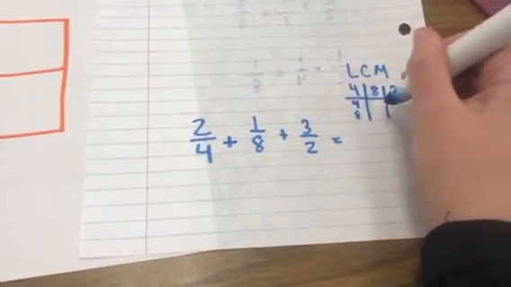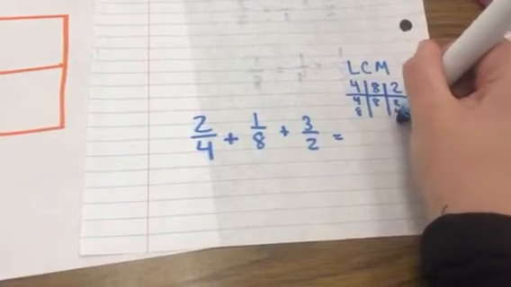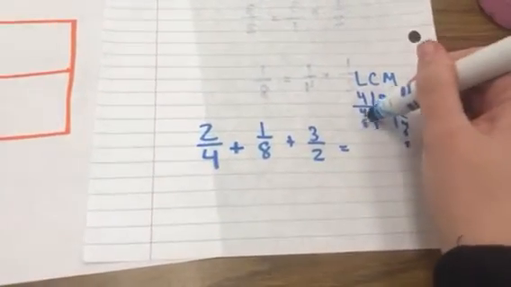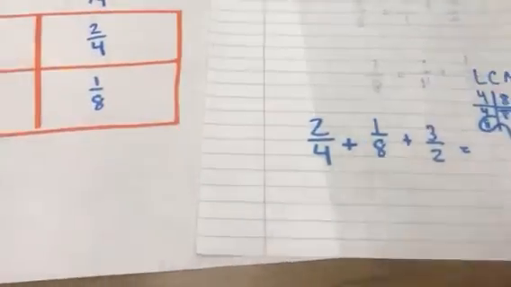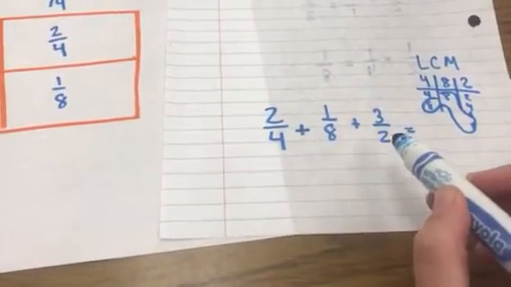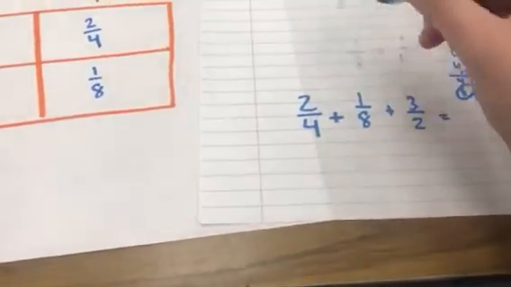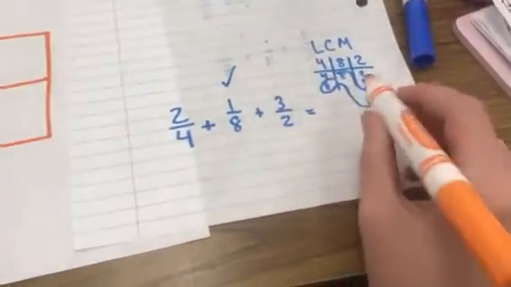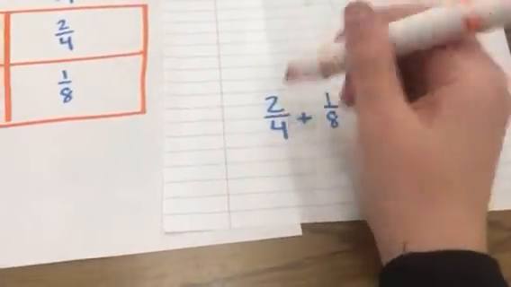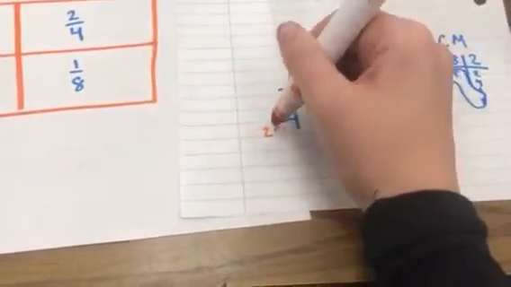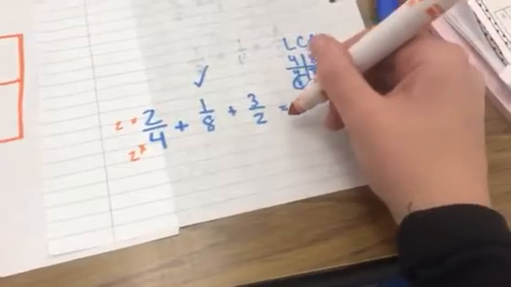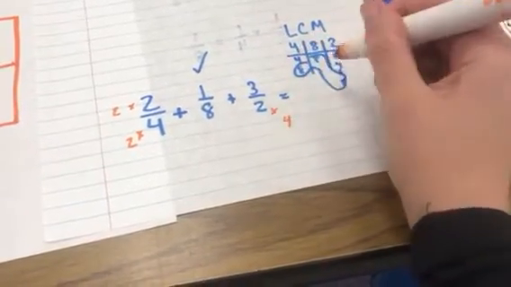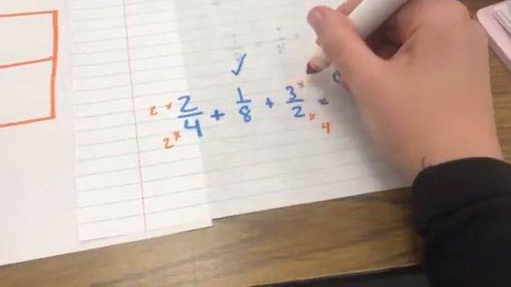So 4, 8; 8; 2, 4, 6, 8. There we go. So my LCM is 8. I need to make sure all my denominators now are 8. So this one is good to go. But I need to multiply my denominators in order to make them 8. I know 4 times 2 will give me 8, and whatever I do to the bottom, I do to the top. This one's good to go. And then 2 times 4 will get me to 8, and whatever I do to the bottom, I do to the top.